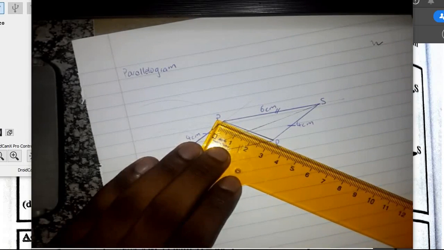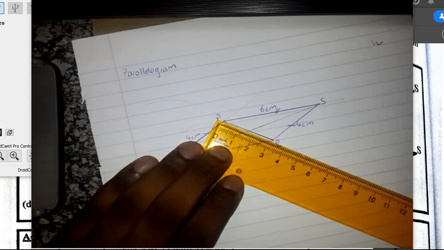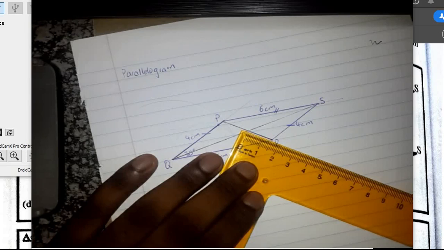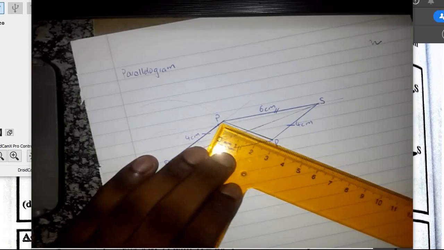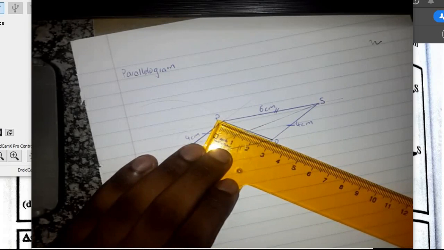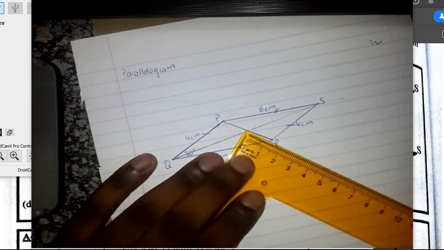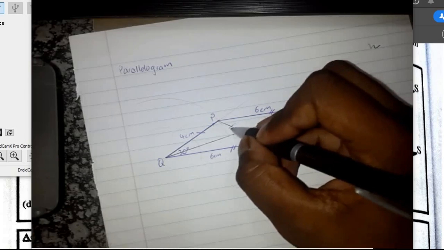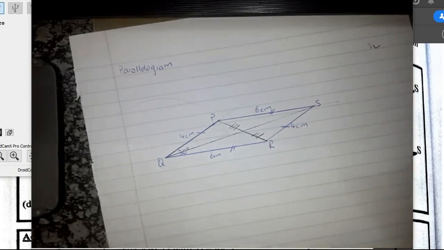Let's look at this. Where is this? 15, 16, 17. Okay, it's about 16. Yeah, there we go. This is 16 millimeters. Can you see that? What can we conclude? That this is equal to this.